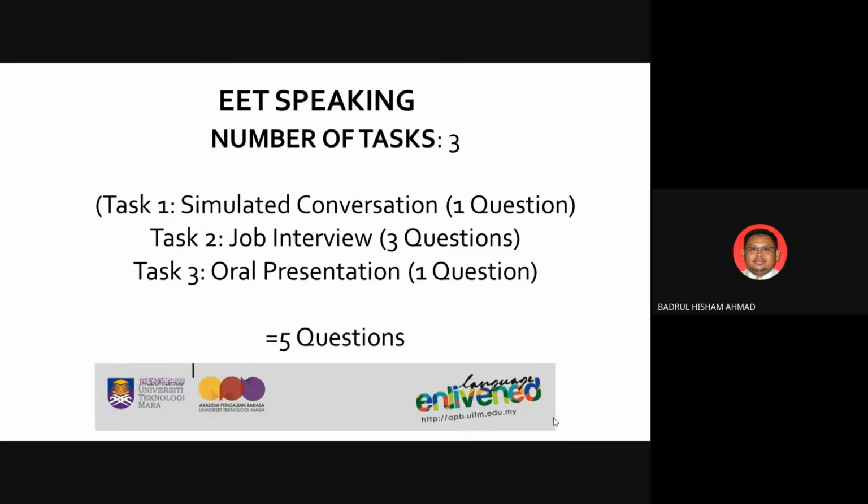And finally, you will have task number three. It is an oral presentation. Okay? For oral presentation, you are basically going to be giving a talk. You have to imagine that you are giving a talk to a group of people, and you will be given inputs. Okay, you will be given, for example, a diagram, a pie chart, or a table, and they will give you some ideas to work on.